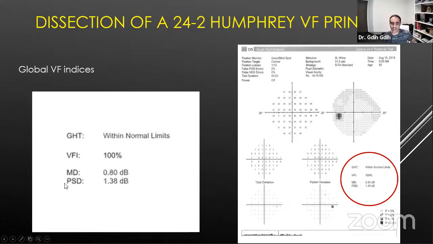And then you have the mean deviation and the pattern standard deviation. Remember we talked about the total deviation and pattern deviation. Mean deviation is similar to the total deviation plot, and PSD, or pattern standard deviation, is similar to the pattern deviation plot. But this is in numbers, while that is in shapes, in a graph.